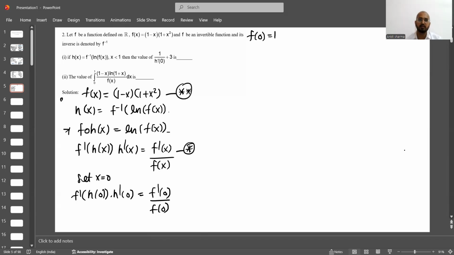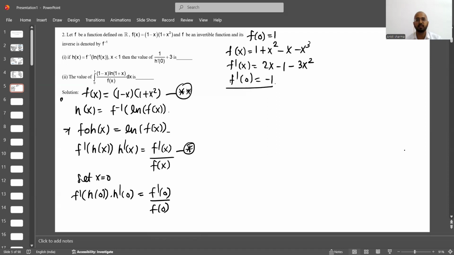And f dash of 0 I need to find out. So I'll differentiate this function itself. So f of x is basically what? Multiply. So 1 plus x square minus x cubed. So f dash of x would be 2x minus 1 minus 3x squared. So f dash of 0 would be minus 1. So we got this one. Now we need f dash of h of 0. So h of 0 would be simply, I need to find out h of 0. So this will be ln of f of 0.